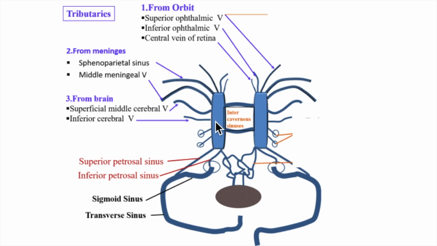Then another important clinical condition: within the cavernous sinus you will see the internal carotid artery. Because the internal carotid artery is here, we have pulsating exophthalmos. What is pulsating exophthalmos? There is an arteriovenous fistula between the cavernous sinus and the internal carotid artery. Because of such an arteriovenous fistula, there will be exophthalmos, and the movement of the eyeball with the pulse will be visible outside. So these are all the important clinical features you have to know about the cavernous sinus.